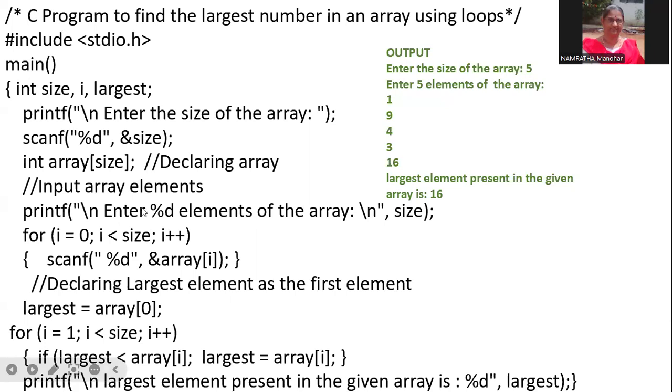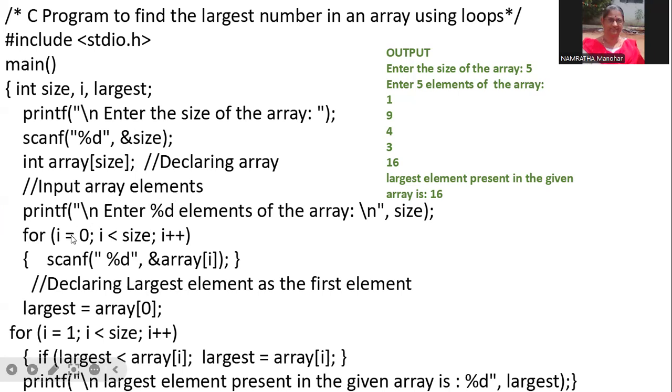So let us see what we have done here. Int size, i, largest. Printf, enter the size of the array. Scanf percentage d, ampersand size. So here I'm first accepting the size of the array, right? After accepting the size, I'm declaring the array of that particular size: int array[size]. Now I'm going to accept the elements of the array.